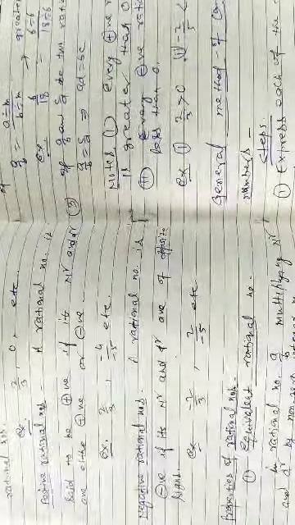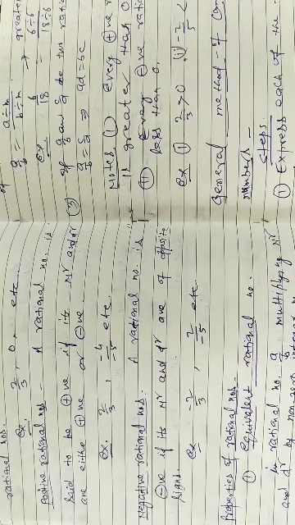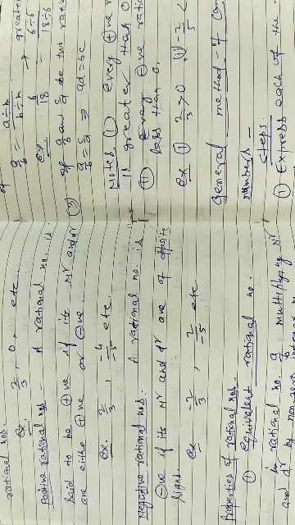Negative rational numbers. A rational number is negative if its numerator and denominator have opposite signs. For example, -2 upon 3. Here the numerator is negative, the denominator is positive, so they are opposite signs. 2 upon -5. Here 2 is positive, 5 is negative, so opposite signs. These are known as the negative rational numbers.